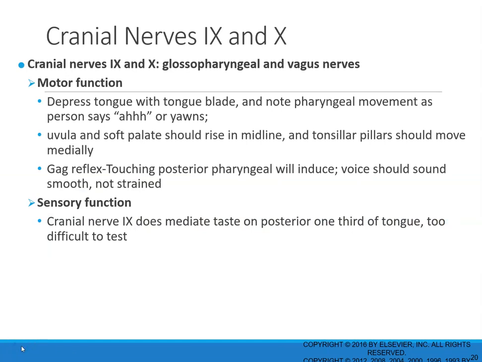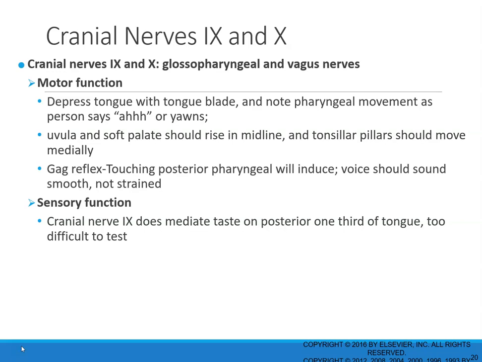For cranial nerves 9 and 10, the glossopharyngeal and the vagus nerves, you're going to test for motor function and sensory function. For motor function, you're going to depress the tongue with a tongue blade, and you're going to pay attention to the pharyngeal movement as the person says ah, or as a person yawns. The uvula and the soft palate should rise in the midline, and the tonsillar pillar should move medially.